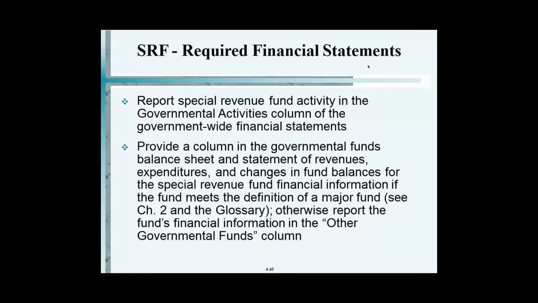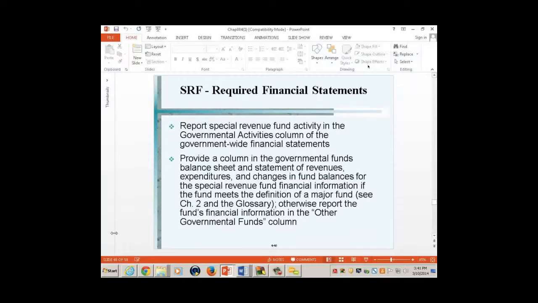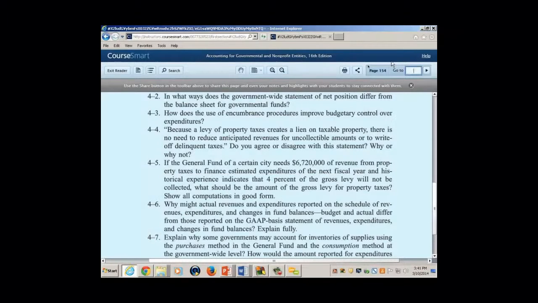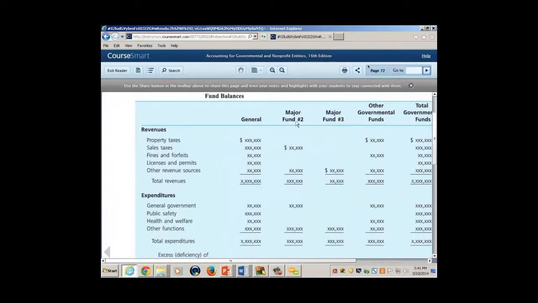It will show up, see this? This could be a special revenue fund. This could be a special revenue fund. Could be any major fund. And if it's not a major fund, where would it go? Here. Got it? General fund always shows up by itself. All the other governmental funds that I talked to you about, if it's major, shows up here.